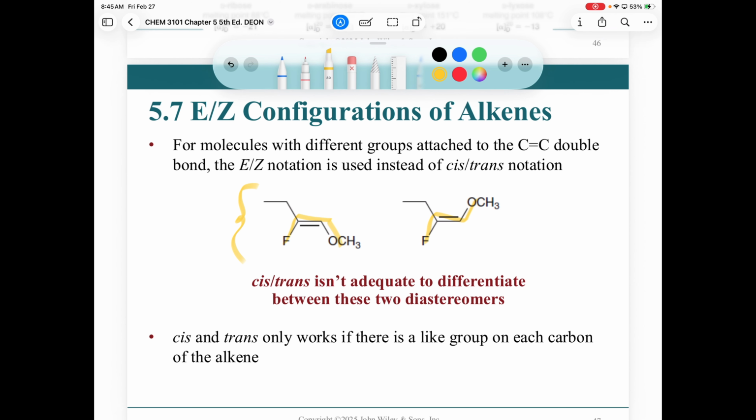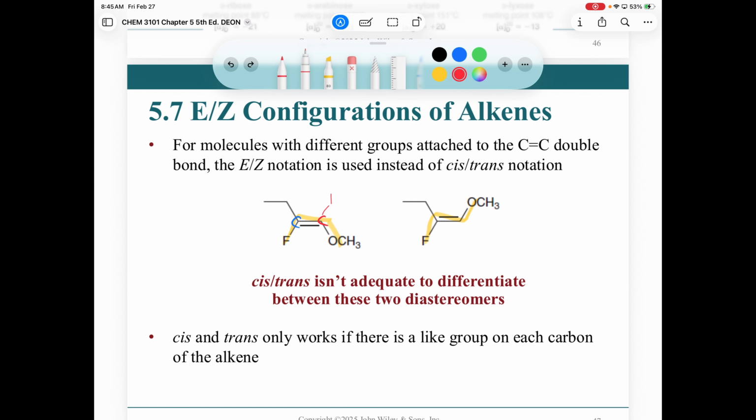Turns out we can't use cis or trans in this particular case. Cis and trans is reserved for when we have two groups that are identical. Like if you have two hydrogens, two methyl groups, two chlorines, right? Two groups that are identical on the same side or on opposite sides. Here, you have 4 different groups on the 2 carbons. Yes? If you don't believe me, look at these 2 carbons. We have this carbon in blue, this carbon in red. On the carbon in blue, we have an ethyl and a fluorine. On the carbon in red, we have a hydrogen and a methoxy group.